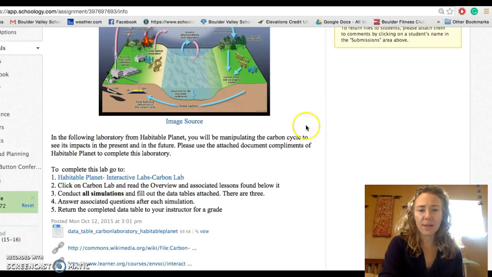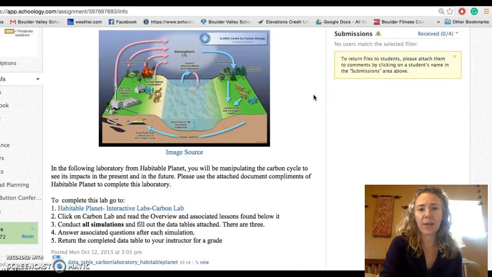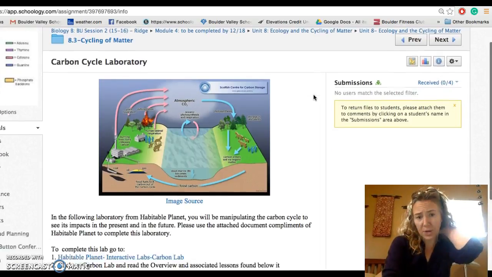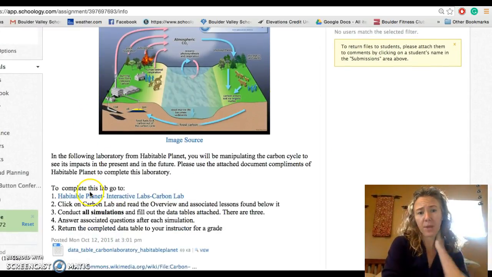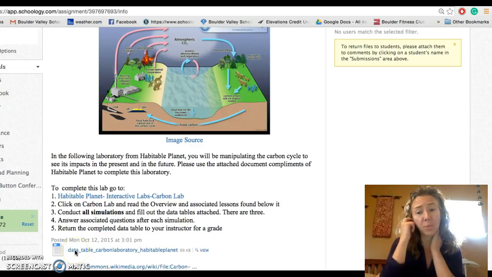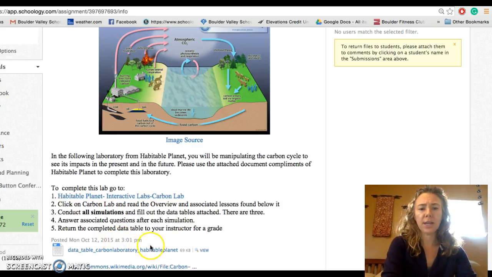Hi there. I thought I'd take a few minutes to just go through the Carbon Cycle Laboratory, for which we are using the simulation Habitable Planet. You'll click on it here, and then the data table that we'll be using to record our observations and answer a few overview questions can be found here. You can download it or simply view it there.